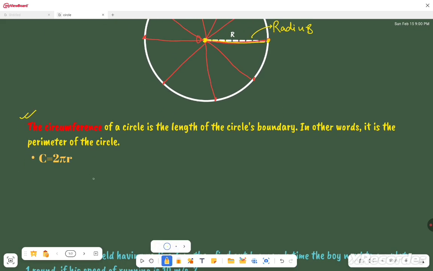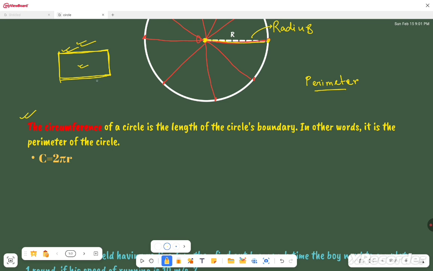So let's start. What is the circumference of the circle? We already have the idea of perimeter. All closed geometric shapes have some boundary. Suppose I draw a square or a rectangle, this is a closed shape enclosing some area. This is the inner area, and all this region is the outer region. This boundary separates the inner region from the outer region. The perimeter means the total length of the boundary.